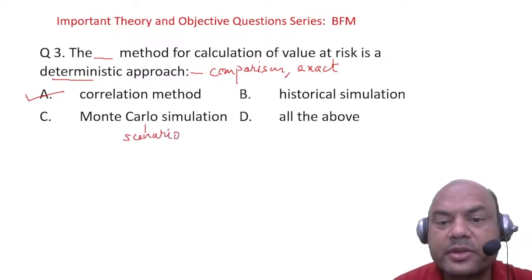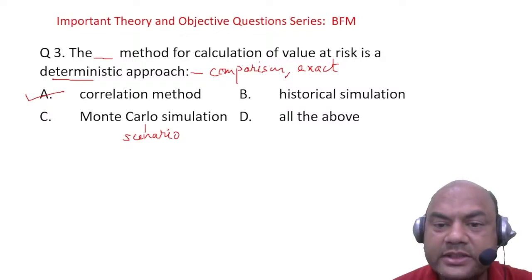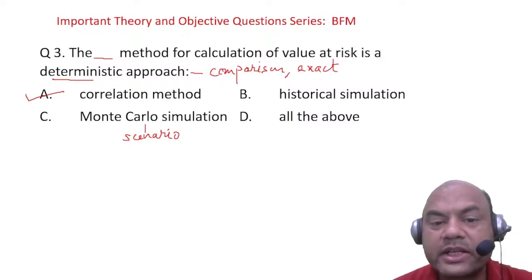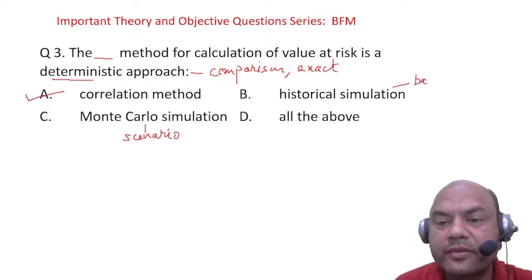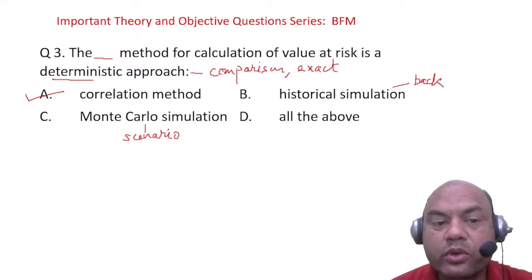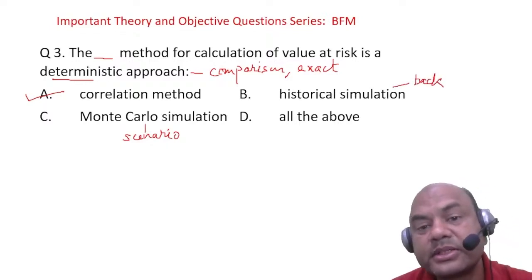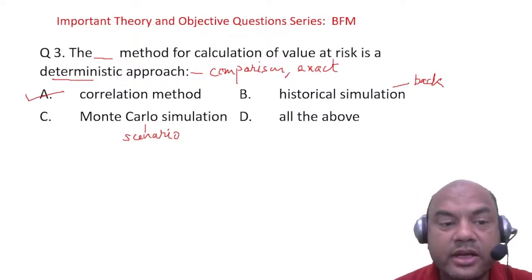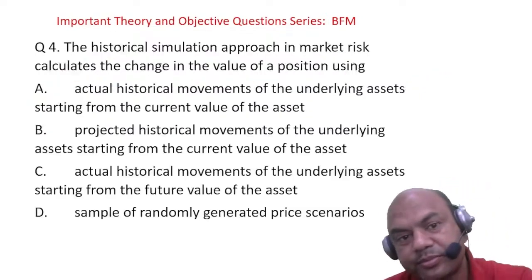And historical simulation is related to VaR. Again, it's a simulation only. So these are simulation methods, and this is also related to back testing. But this correlation method is deterministic, which means here you will be getting the exact answer. So the correct answer is A over here.